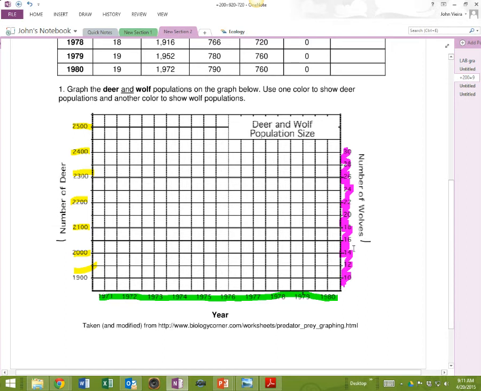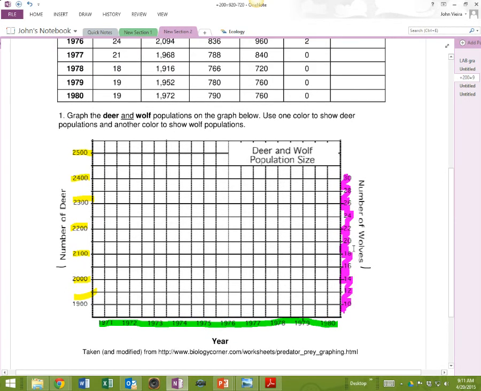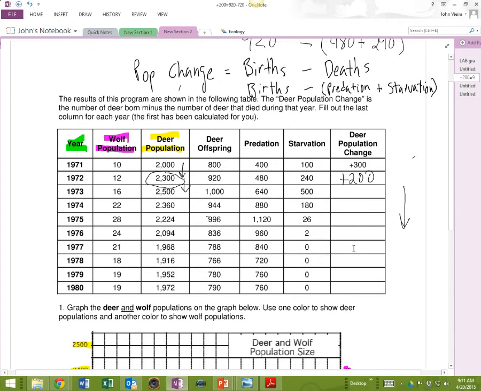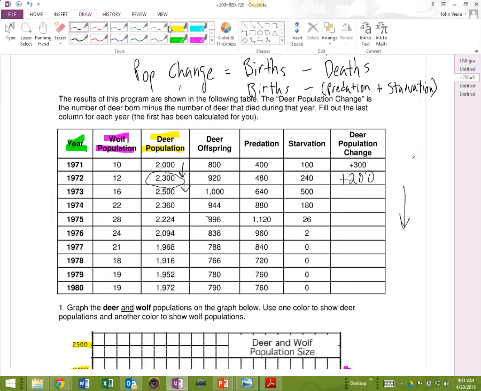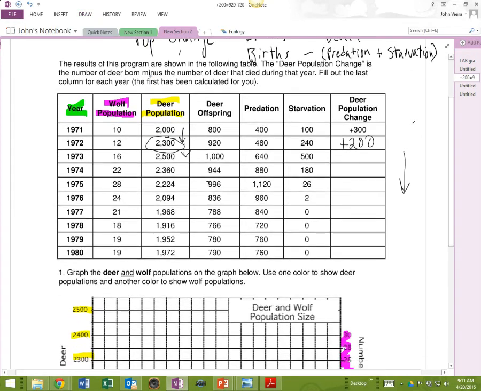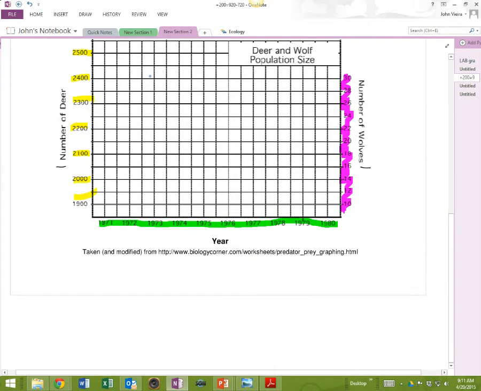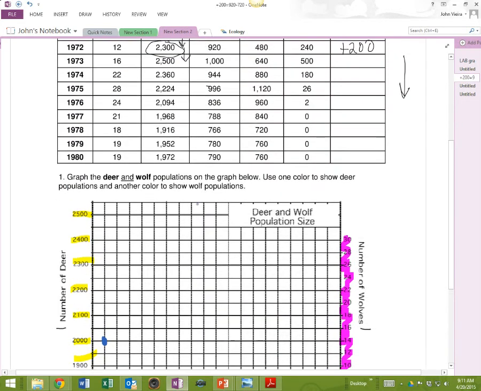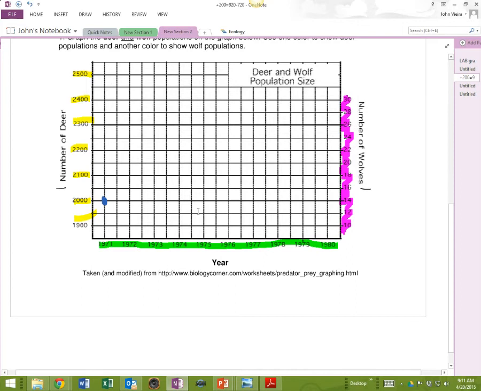So, for example, I'll just plot the first two plots of each line. So for the deer, the first deer population in 1971, let's use this color right here, is 2,000. So in 1971, you would put a data point right there. 1972 is 2,300. Okay. So it's going to be in 1972 right here. You can start to see this graph go like this, right?